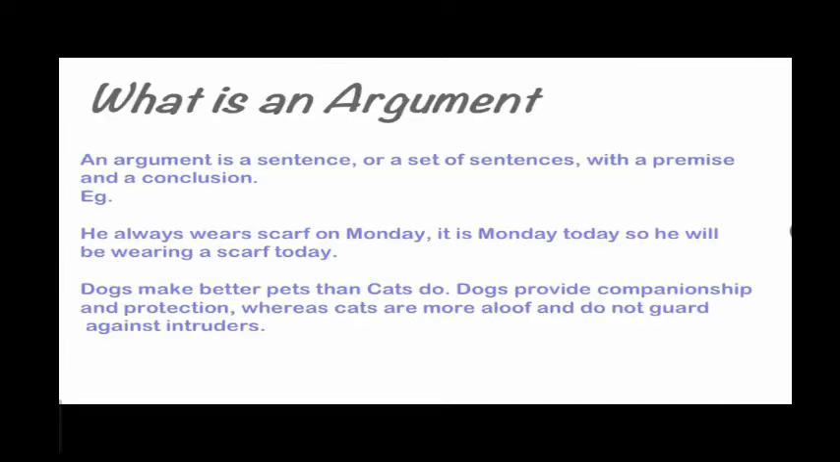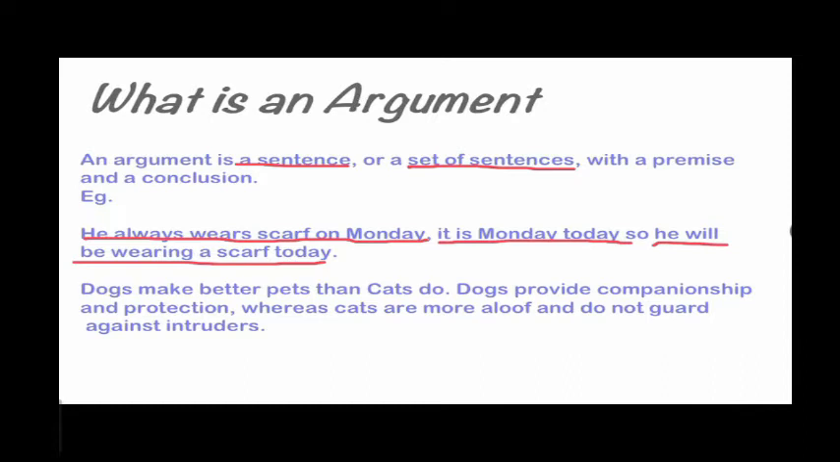Now if you see here, we have given two examples. He always wears a scarf on Monday. It is Monday today, so he will be wearing a scarf today. This is just a sentence, right? Remember, an argument is a sentence or a set of sentences. So he wears a scarf on Monday is the first part of the sentence. It is Monday today is the second part, and he will be wearing a scarf today is the third part. If you look closely, the entire thing is an argument, right?